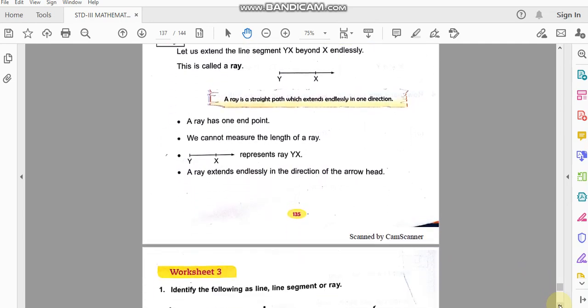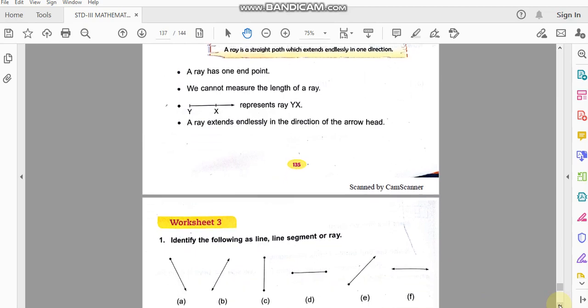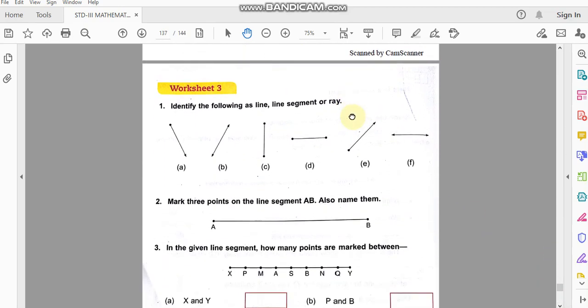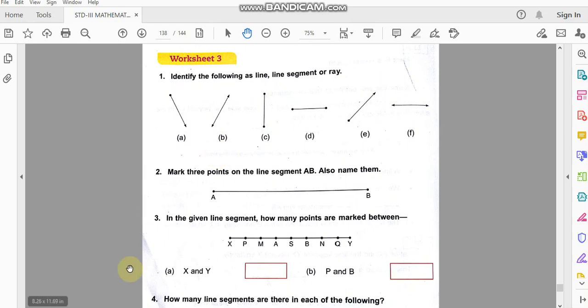Now let us see one video and then we'll do this worksheet. We'll do worksheet 3. First let us see one video.